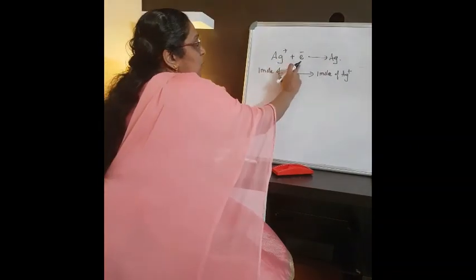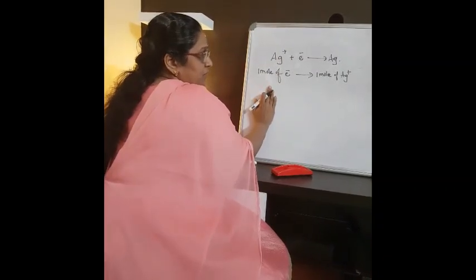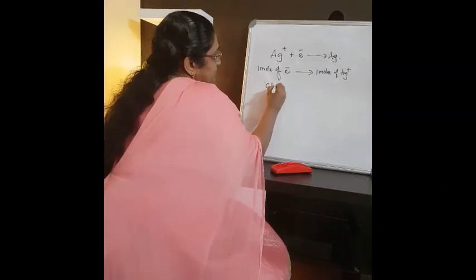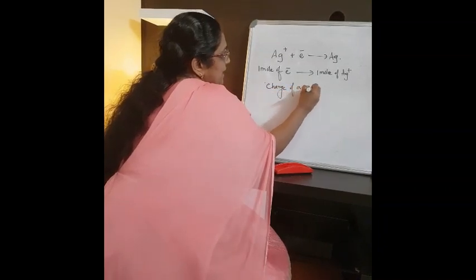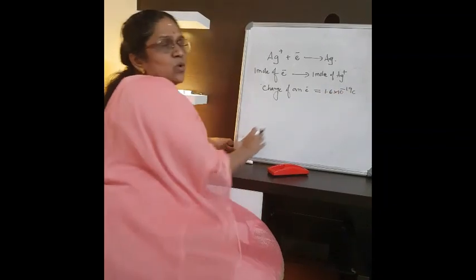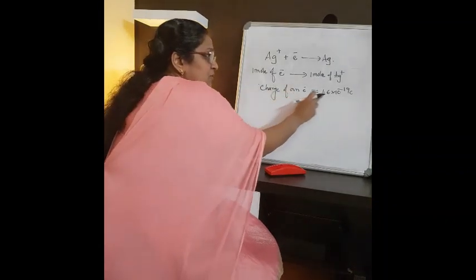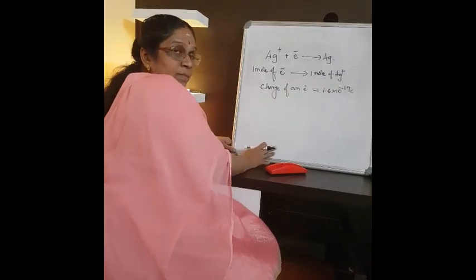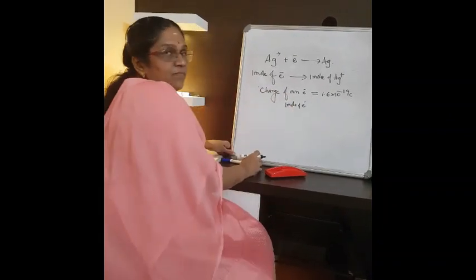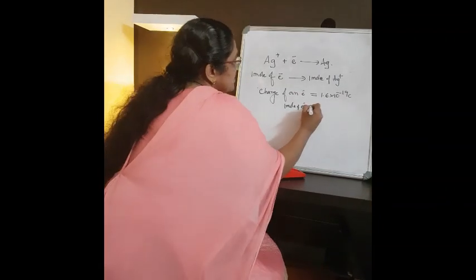Then, how will I calculate the charge required for this reduction? You know the charge of an electron. The charge of an electron is approximately equal to 1.6 into 10 raised to minus 19 coulomb, right? We studied this last year in structure of atom. So, the charge of 1 electron is 1.6 into 10 raised to minus 19 coulomb. Then, how can I calculate the charge of 1 mole of electrons? Just multiply with Avogadro's number. That's all last year's chapter.